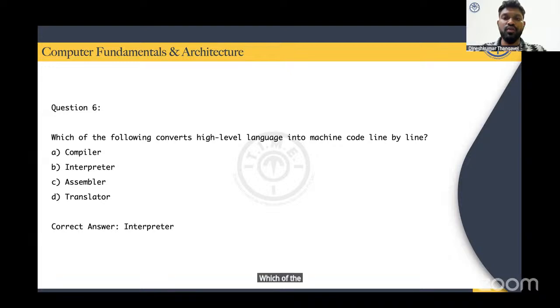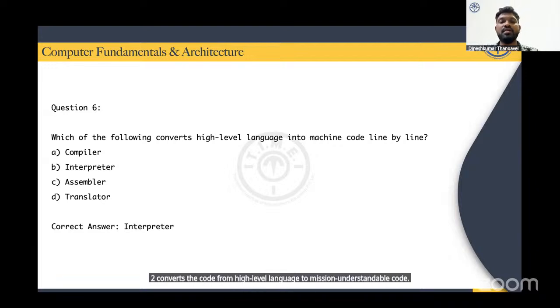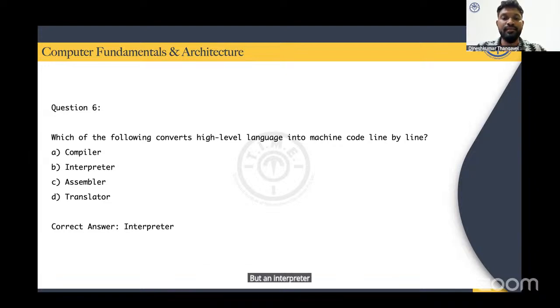Which of the following converts high-level language into machine code line by line, right? So that's the keyword here, because a compiler also converts the code from high-level language to machine-understandable code. But here there is a hint word, right? What is that? Line by line. So the correct answer is interpreter. Why? A compiler converts the entire program at once, but an interpreter works line by line, executing each statement immediately. That's why interpreted languages are easier to debug, but slower.